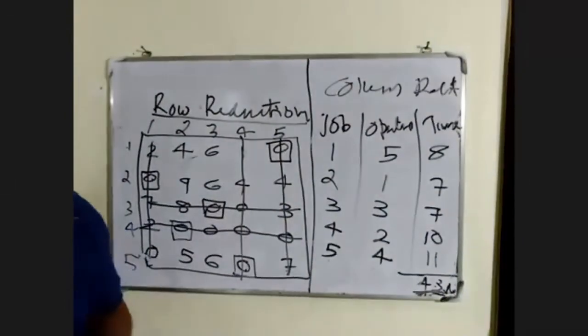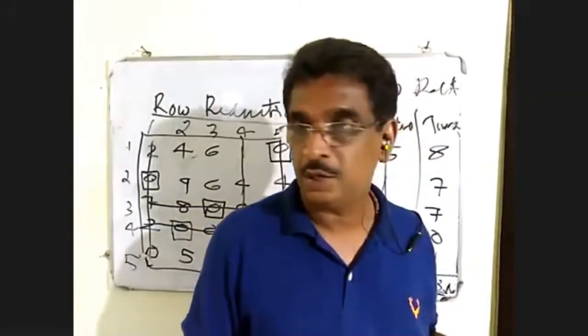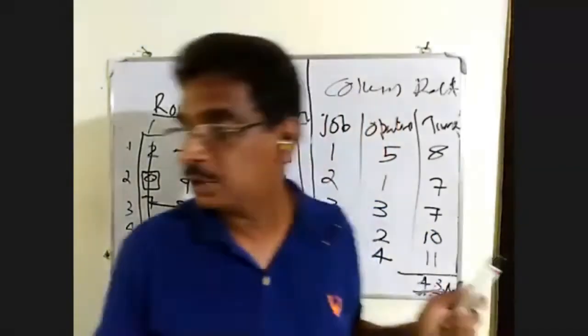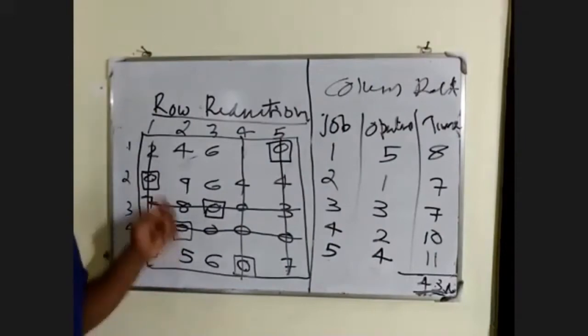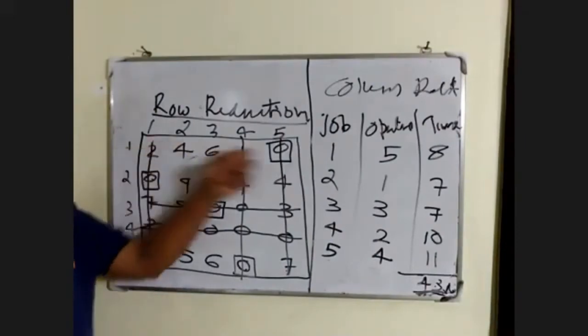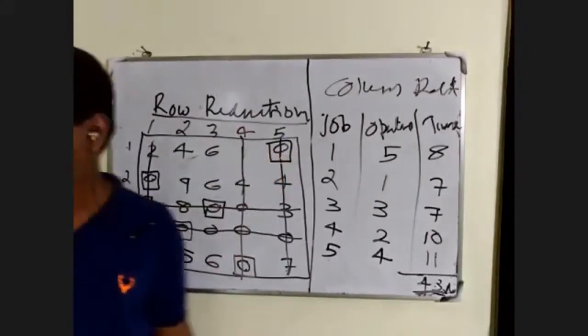Sir, how is the time calculated here? Look at the original table, the first table. Look at the first and the last, position 1, 5. That is 8.